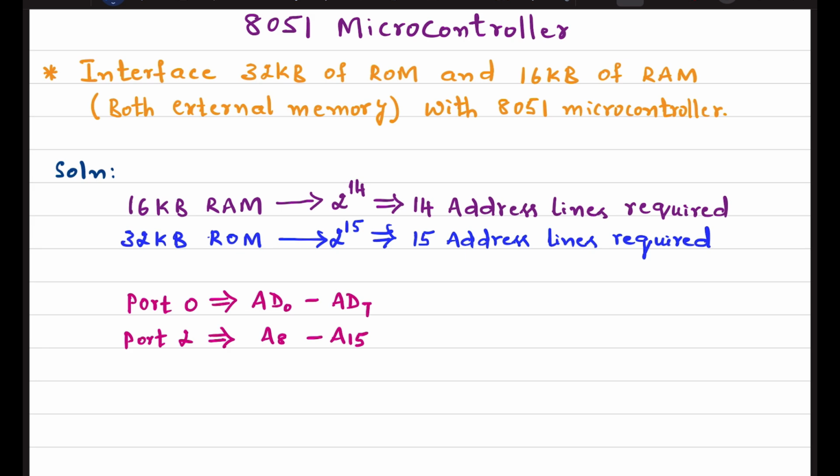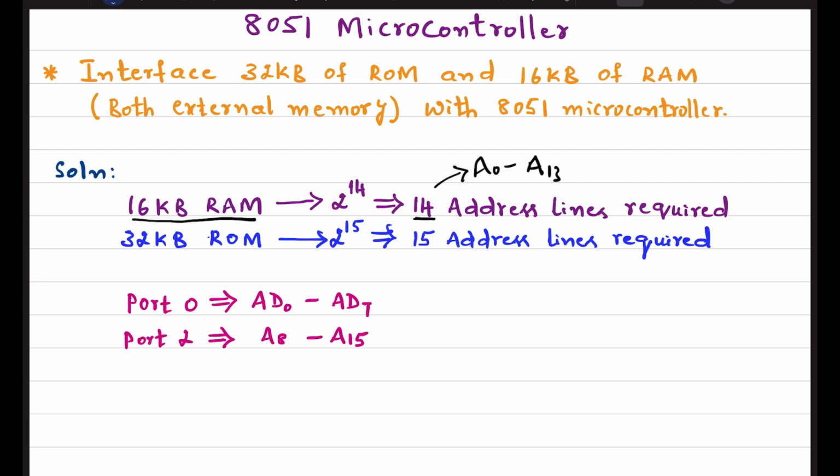First let us understand how many address lines are required in order to interface these memories. Starting with the first one, the 16 kilobytes of RAM. 16 kilobytes is 2 to the power of 14, so we require 14 address lines in order to interface this RAM. With respect to the 8051 address lines, it is going to take the lines from A0 up to A13.